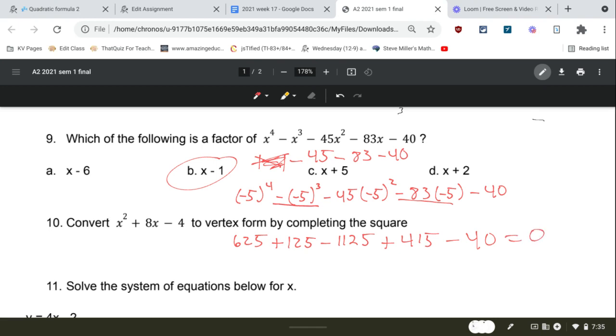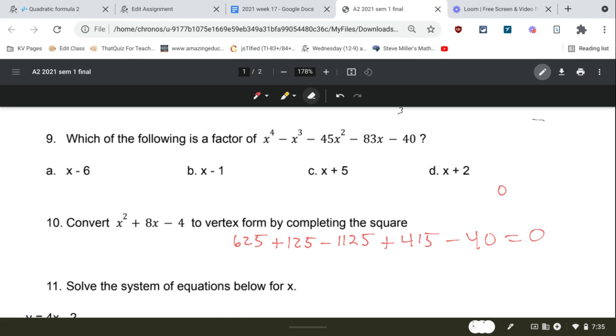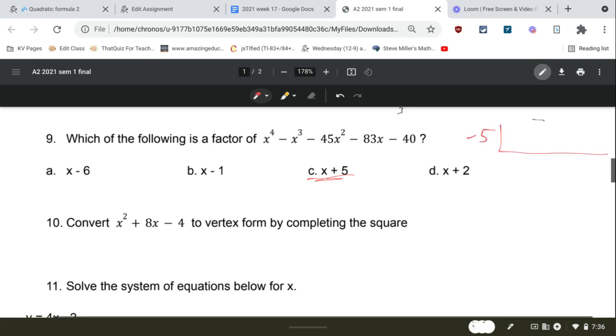So that means that x plus 5 is a factor. Awesome. The other way that you could do that is, actually take that original polynomial and divide it out maybe using synthetic division. So if you were dividing by x plus 5, you'd put a -5 on the outside and then do the problem that way.